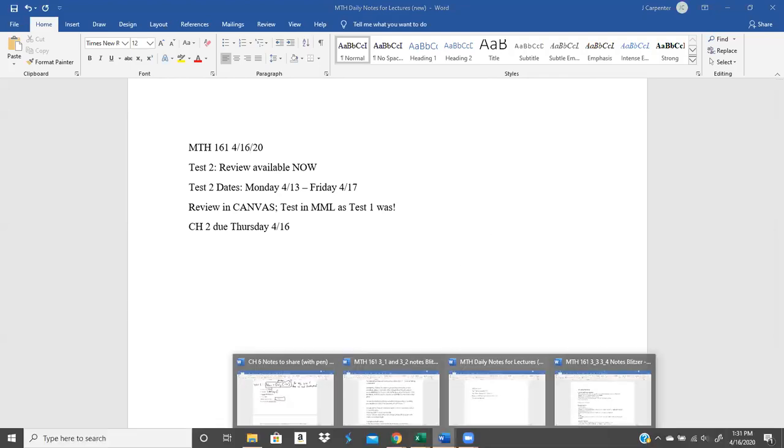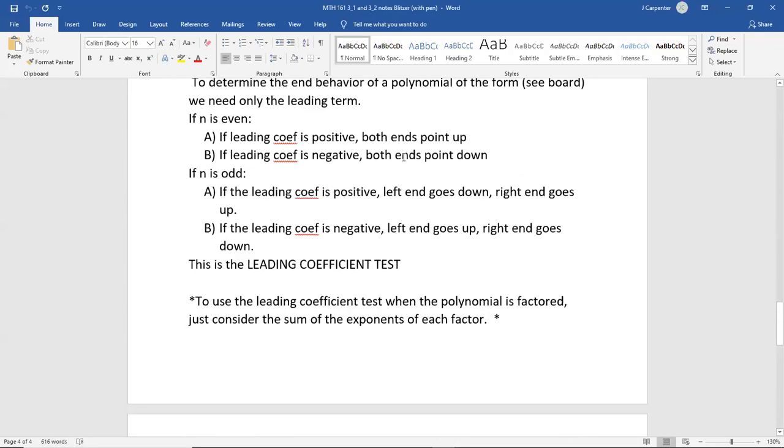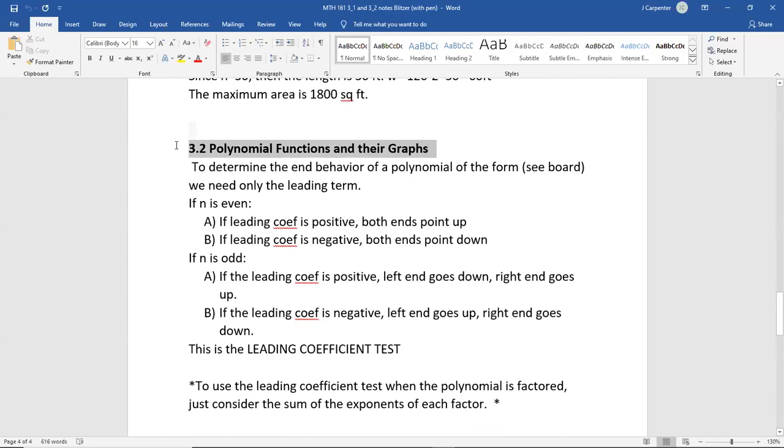Besides that, we need to pick up where we left off in 3.2. So 3.2 continued, polynomials and their graphs. In 3.1, we graphed quadratics. We learned a new, better way of graphing them using multiple points. In 3.2, we're learning how to finally graph polynomials. We never really focused on graphing polynomials in the past.